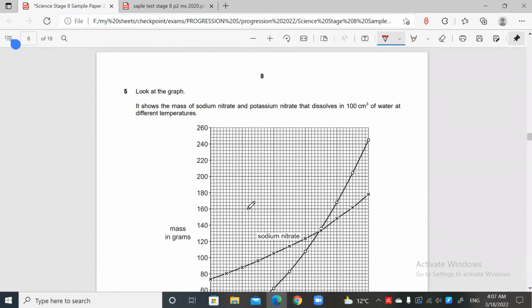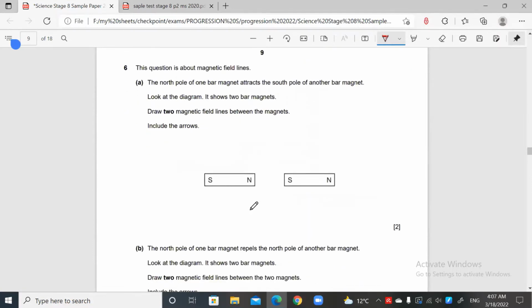Question number 6. This question is asking about magnetic fields and practicing how to draw magnetic field lines. Be careful, you must practice more than once how to draw the magnetic field lines for attraction and repulsion. In the first case, the north pole of one bar magnet attracts the south pole of another bar magnet. Look at the diagram. It shows two bar magnets. Draw only two magnetic field lines between the magnets. Include the arrows. How can we draw it?